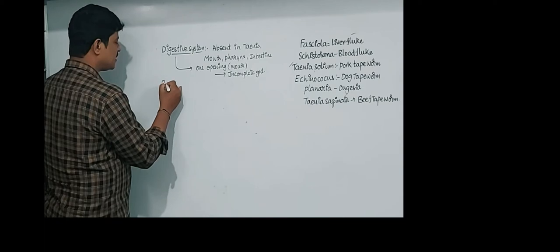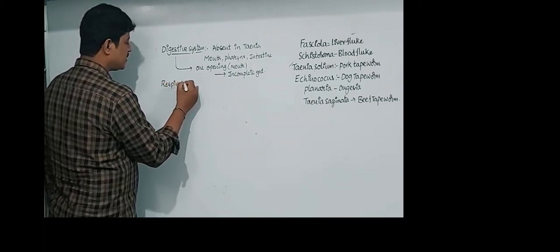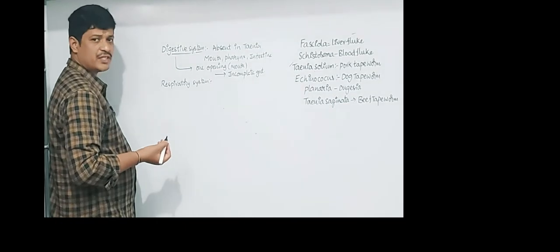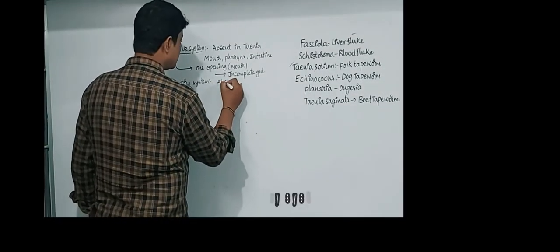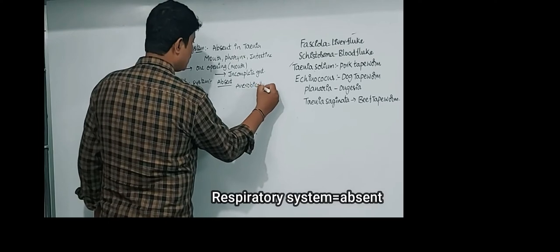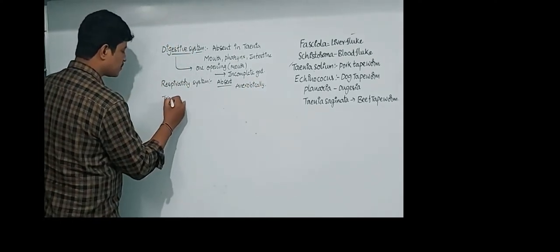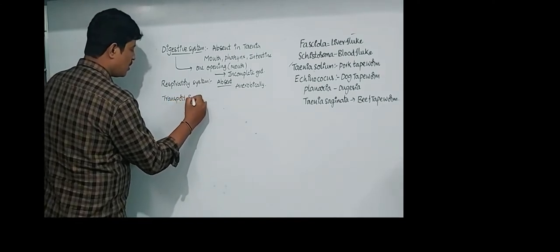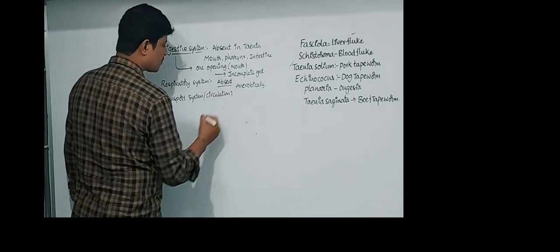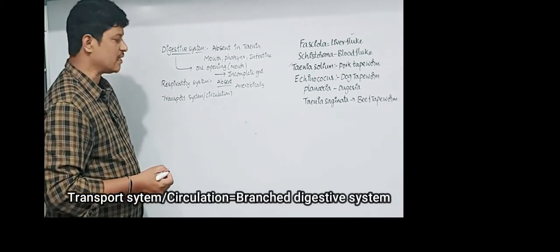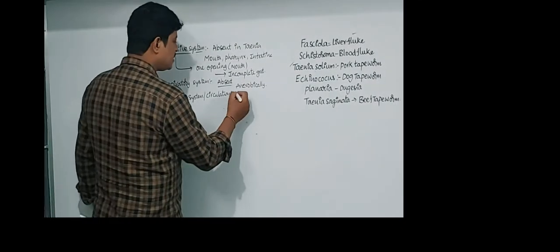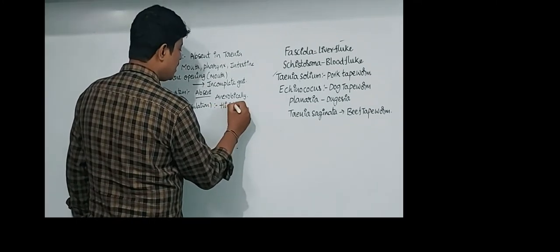And coming to the respiratory system, there are no specialized respiratory organs in this one, so respiration is completely absent. They respire anaerobically. And coming to the transport system, or the circulatory system. In these animals, there are no specialized circulatory organs. The digestive system is highly branched.